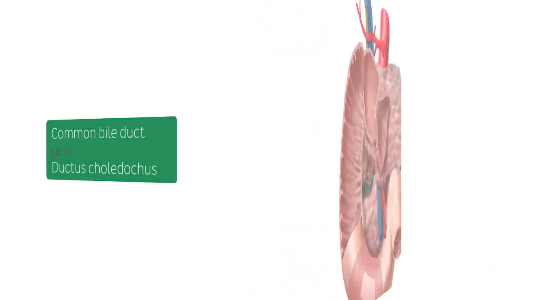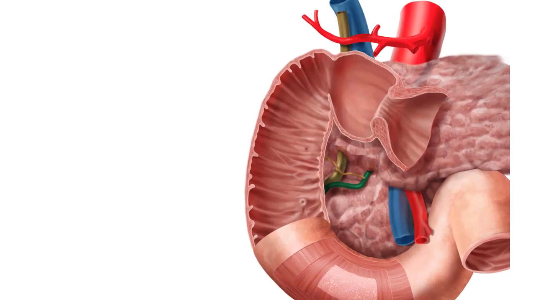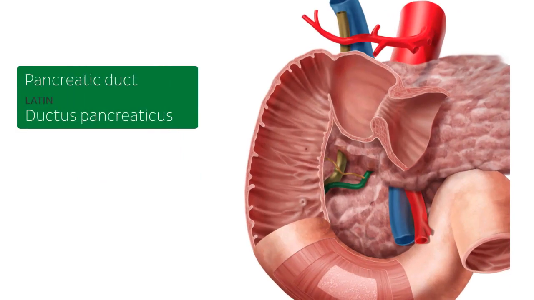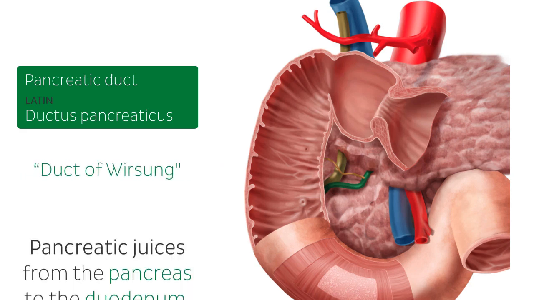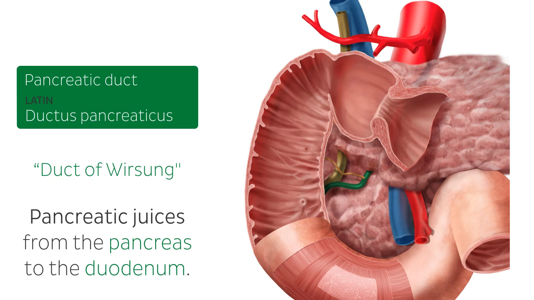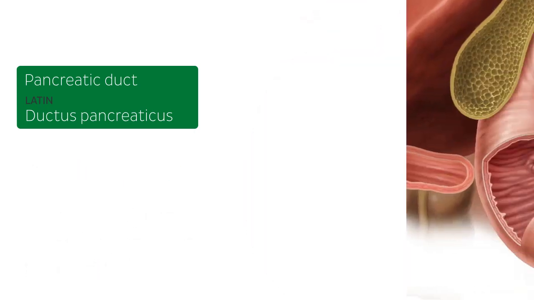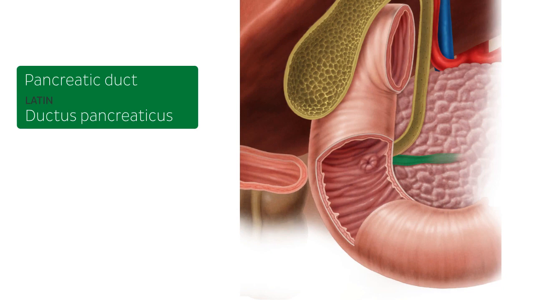Going back to this image here, we can see another highlighted structure, which is the pancreatic duct, also known as the duct of Wirsung, which supplies the pancreatic juices from the pancreas to the duodenum. And as we saw earlier, this duct joins with the common bile duct to form the ampulla of Vater, perforating the descending part of the duodenum at the major duodenal papilla, as you can see here on this image. Now notice here the major duodenal papilla.